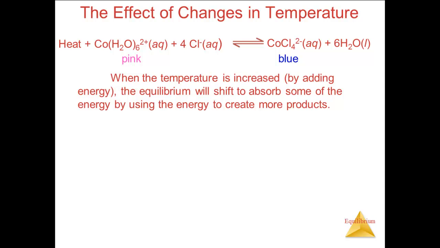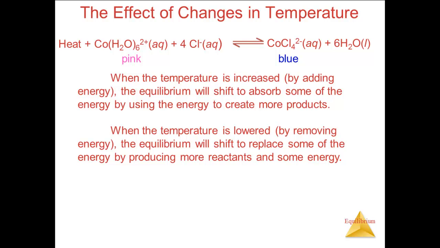Increasing the temperature will cause the equilibrium to shift to the right. We increase the temperature by adding energy. Since the reaction is endothermic, increasing the temperature will cause the equilibrium to shift to absorb heat, which happens when the forward or endothermic reaction occurs. Decreasing the temperature will cause the equilibrium to shift to give off heat, which is to the left.